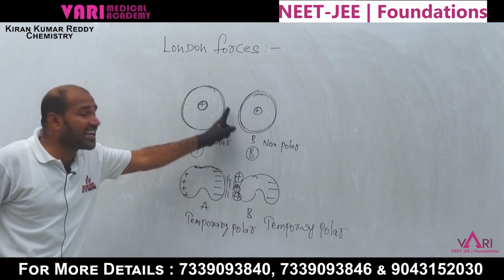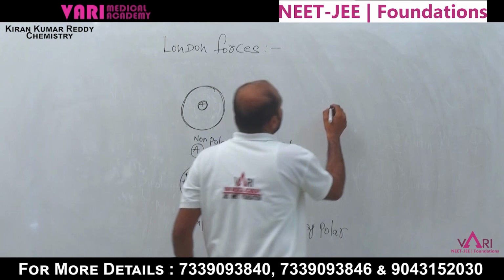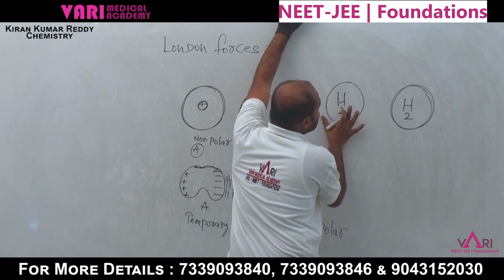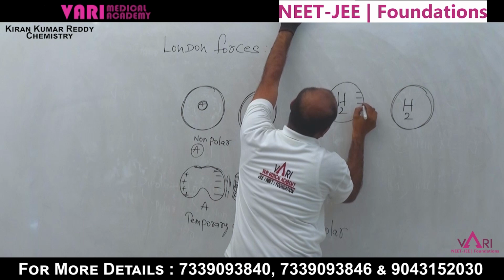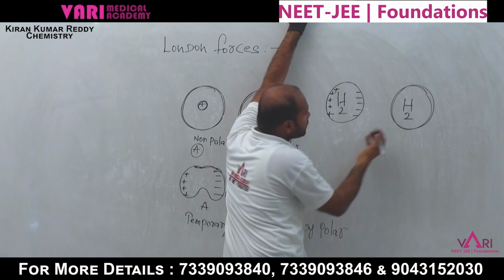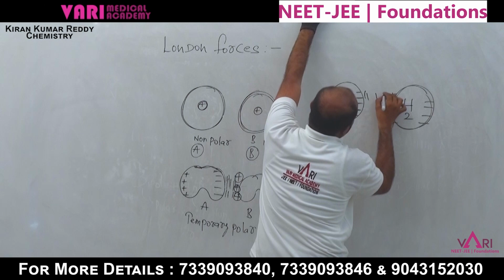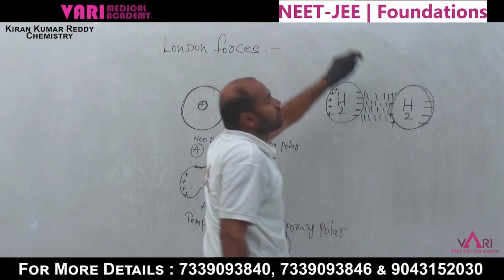For example, take an H2 molecule, which is non-polar, and another H2, also non-polar. At one particular instant, the hydrogen creates a dipole: one side is negative, one side is positive. This dipole induces another hydrogen molecule as well. Here also plus and plus, here minus. This type of interaction is called London dispersion forces.